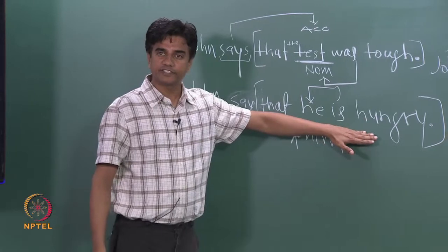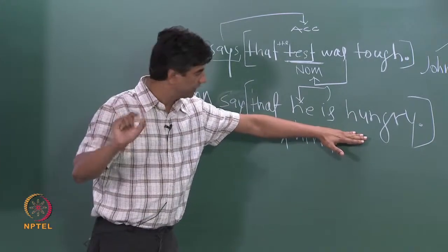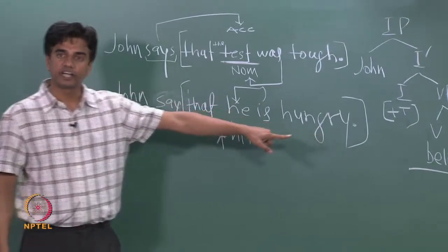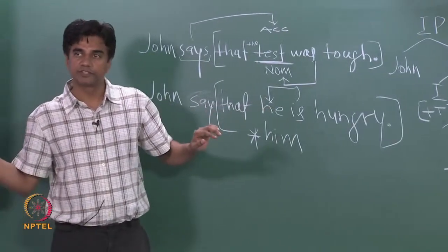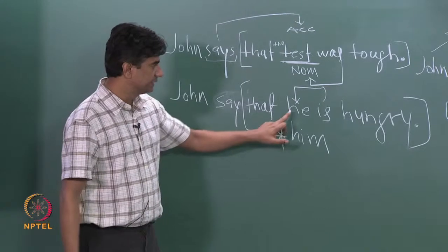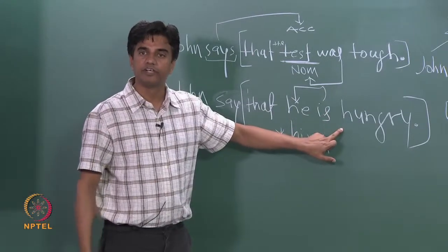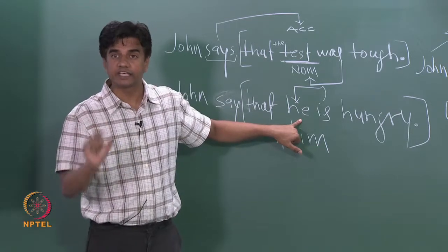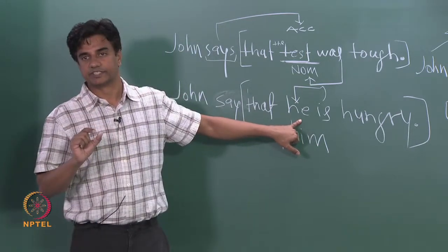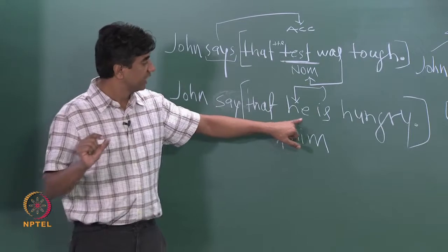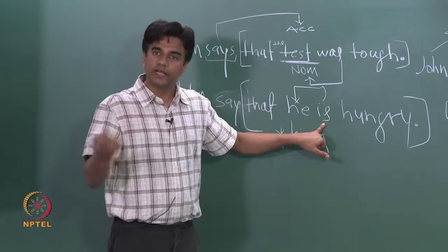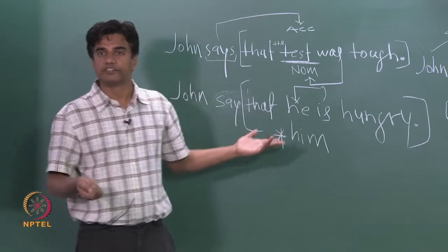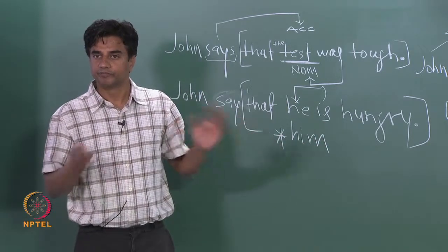The point that I am trying to abstract with these examples, and contrast with what you have on the board, is that a finite clause will not allow an accusative case marked NP in the subject position. A non-finite clause, however, will have to allow an accusative case marked NP. Get it?